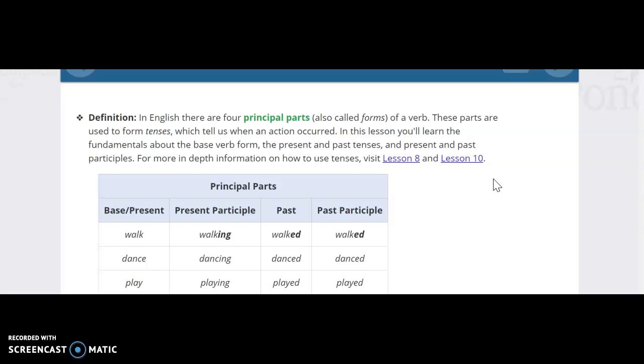And you can have the other linking verbs. Like grow is sometimes a linking verb, as in I grow tall, or it could be an action verb, as in I grow corn.